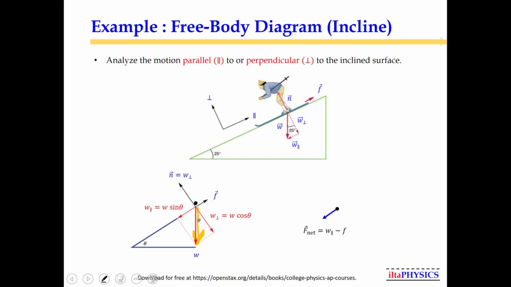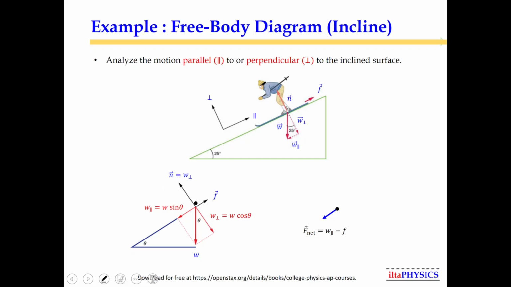The parallel component of gravity equals the total weight W times sin theta, and the perpendicular component equals the total weight W times cos theta. This process is what we call resolving a vector into components.